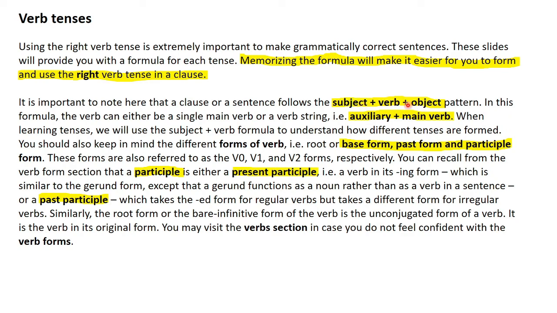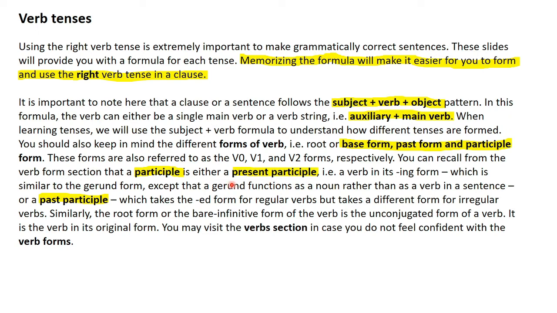of this channel. A verb can either be a single verb, the main verb, the finite verb, a linking verb, or an entire verb string in which we have auxiliaries and modals attached to the main verb. A verb has three forms: a base form, which is called the infinitive form, the past form, and the past participle form. Verbs can also take the form of present participles and gerunds.